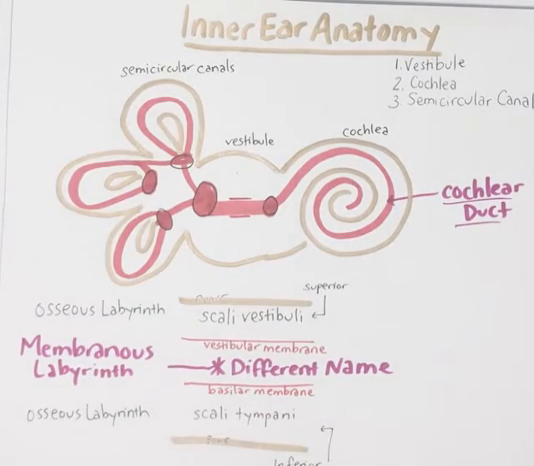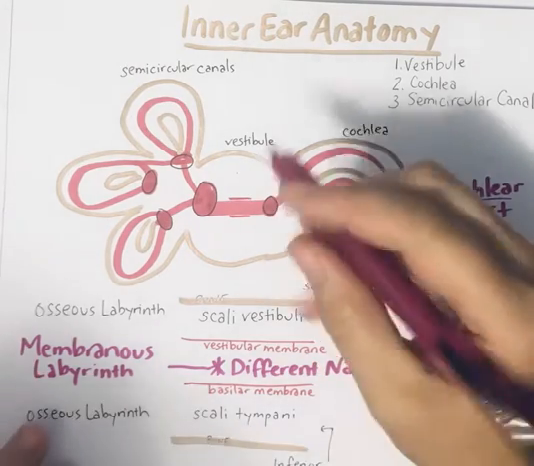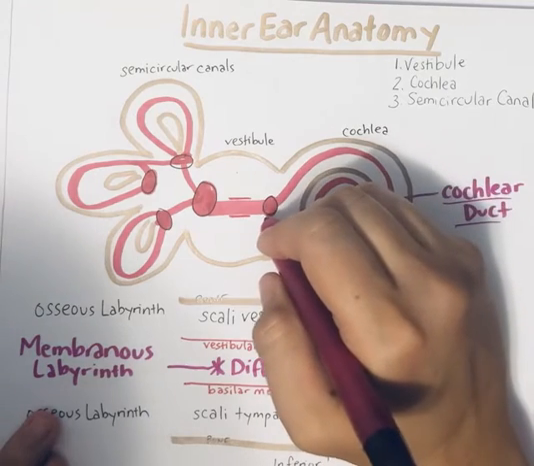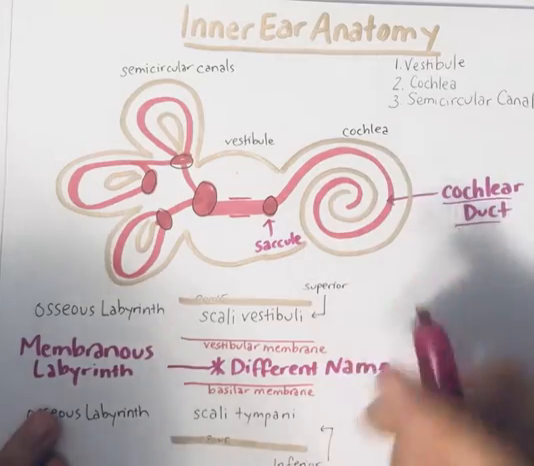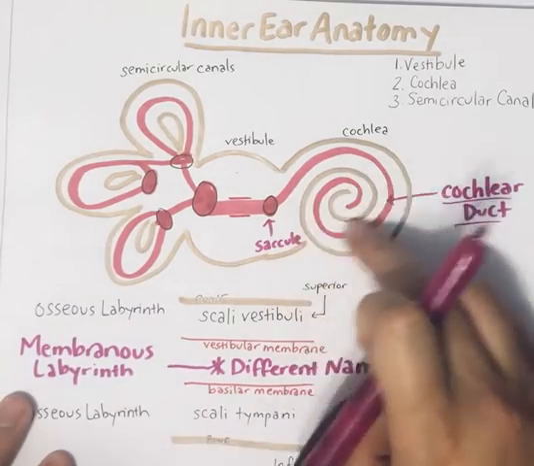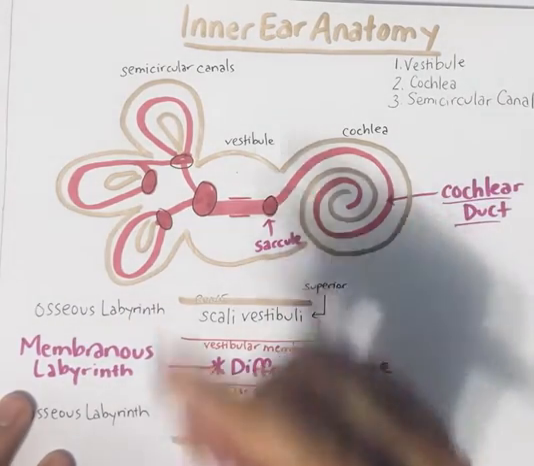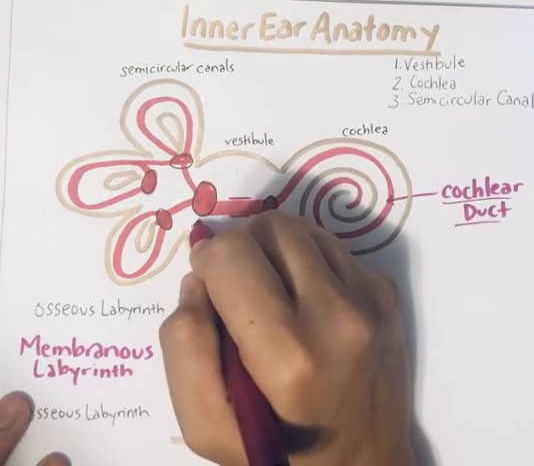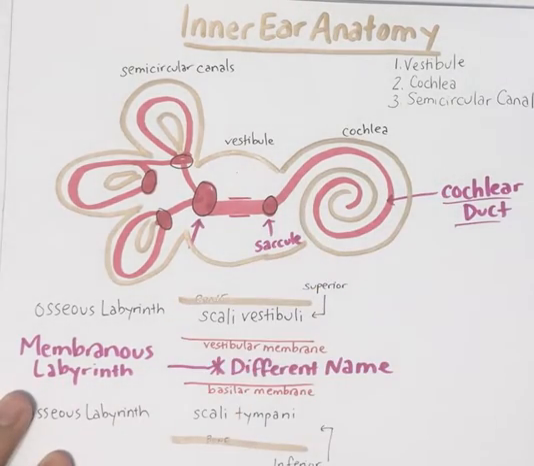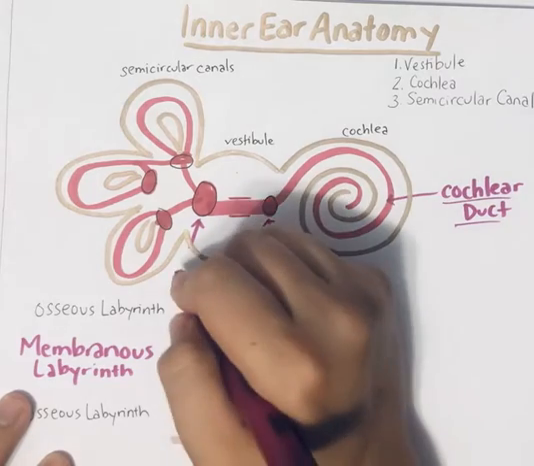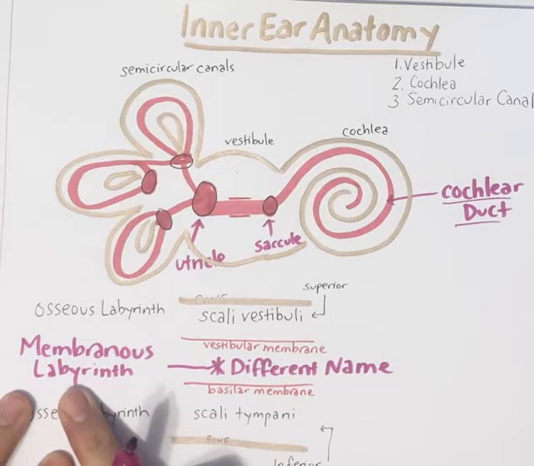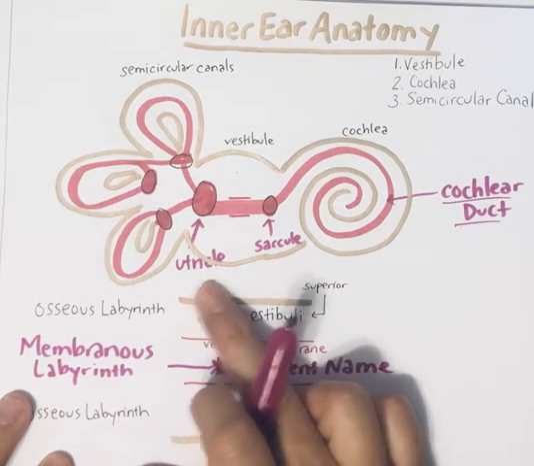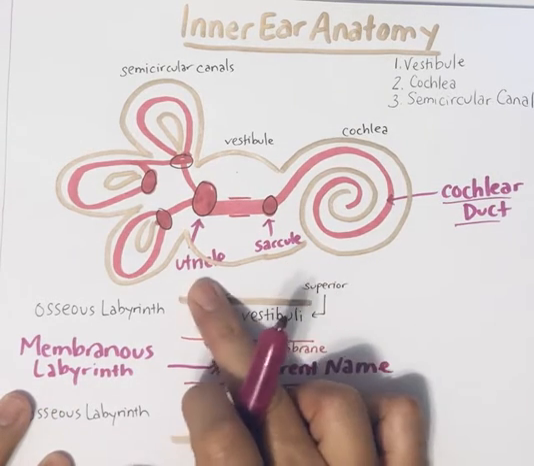So, when we look at the vestibule, it has a membranous labyrinth called the saccule. So this is the saccule. The saccule is smaller, and it's the membranous labyrinth that helps us communicate with the cochlea. And then the larger one that's next to the semicircular canals is going to be called the utricle. So these are the names of the membranous labyrinths. There's two of them in the vestibule, the utricle and the saccule.